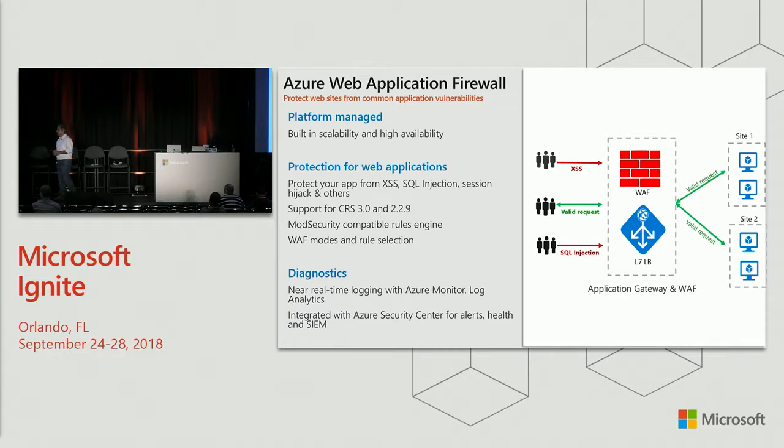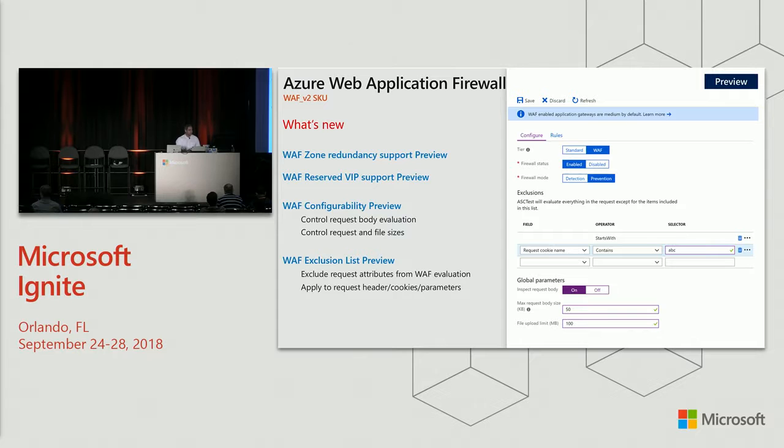The next feedback we have gotten is, how do we add more configurability to reduce the false positives? So we have added support for two new features on the web application firewall. Again, these are in preview. We have added support for WAF configurability, where you can choose to have a global parameter inspection. So you can say that here is the maximum file size which I want to allow. You can go from 1 MB all the way to 100 MB. If you are using large gateways, you can go to 500 MB. So now you can control how much of the file size you will allow.